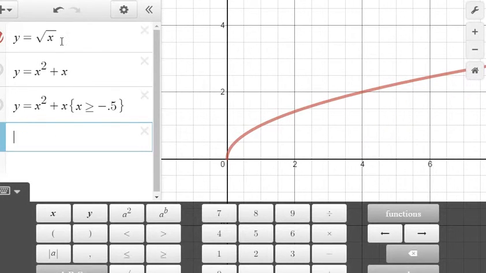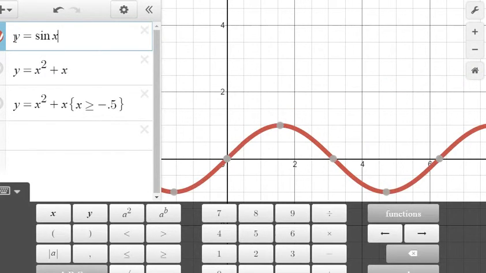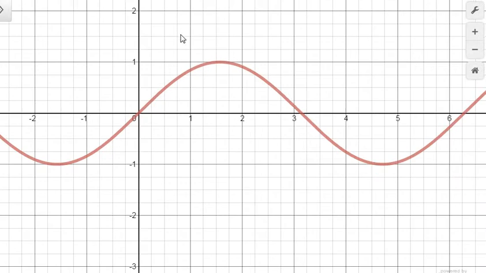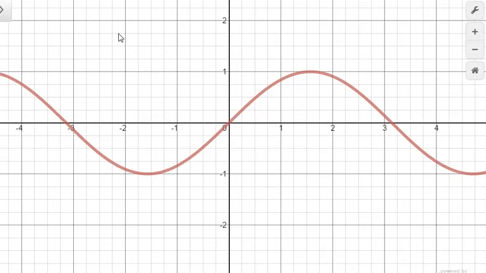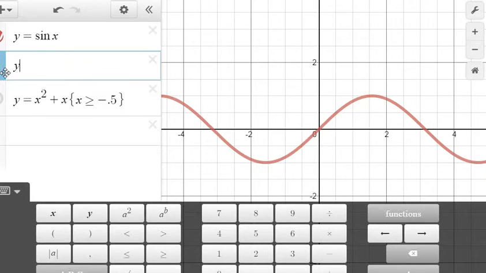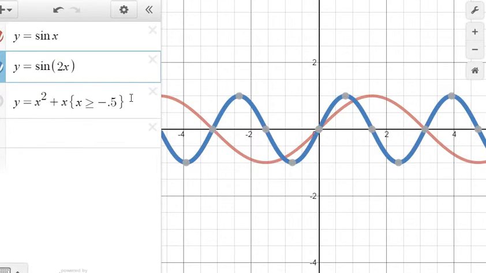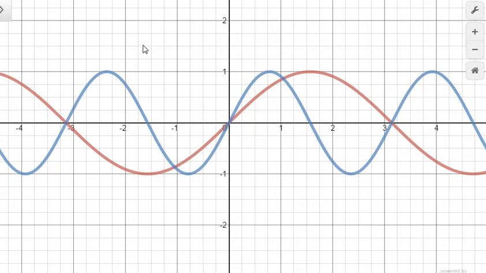Kind of a handy one. It's a nice wave function. But the question is, what happens if I put something in there? What if I put in, say, y equals sine of 2x? How is that going to affect the graph? Yeah, it's shrinking it along the x-axis. It's kind of pulling it in.